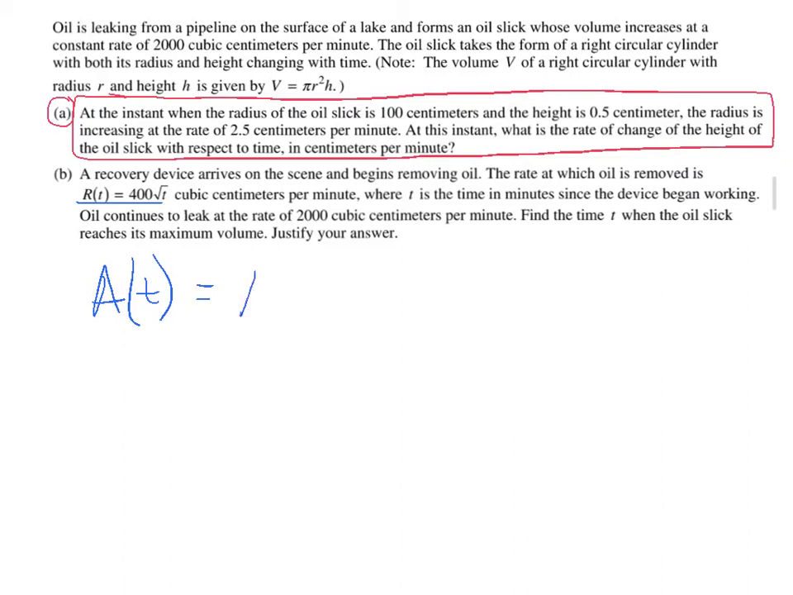So what I'm going to do is put A sub 0, and that's going to represent my initial amount of oil. I don't know it. And then on top of that, I'm going to add from 0 to T. 0 represents the time when the device arrived. The 2,000 gallons that's being added to the slick, minus R of T.